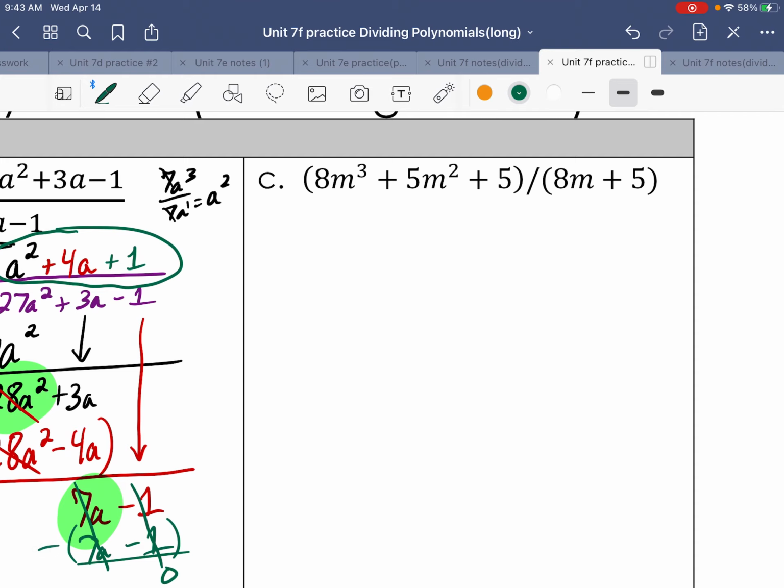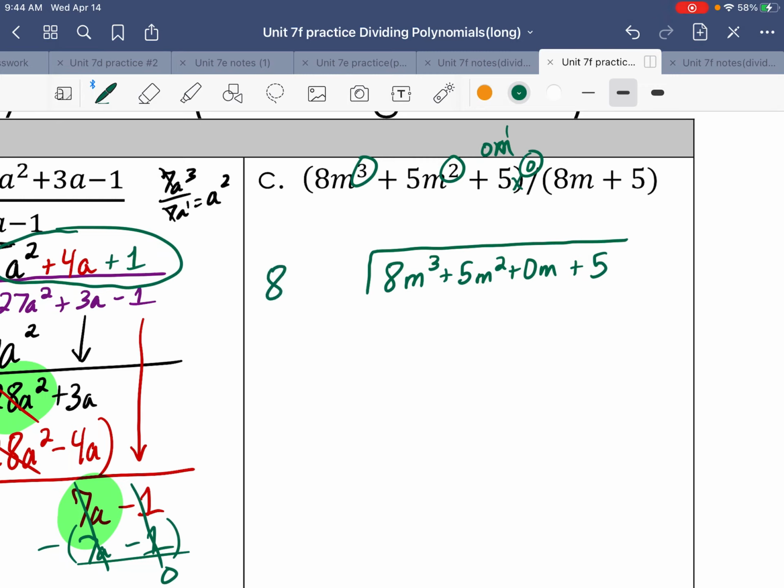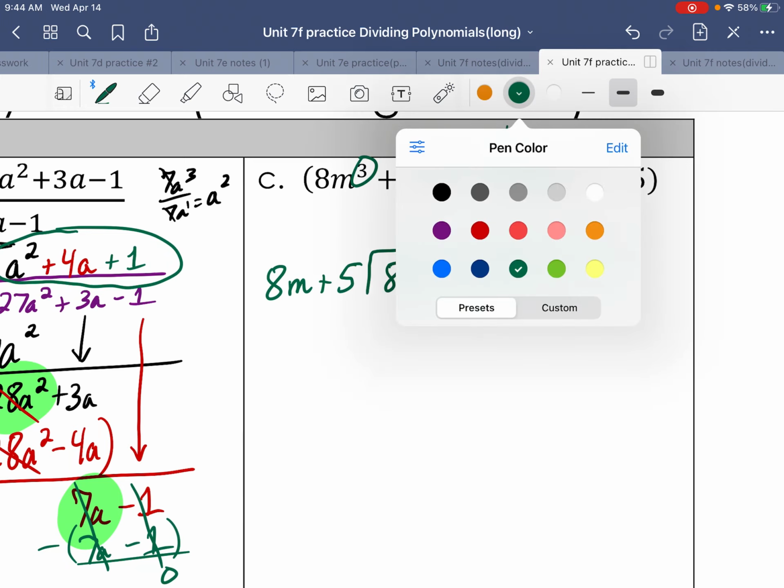The next problem. So we have, look at our exponents, 3, 2, 0. So we're missing the first power here. So when we write this out, we got to make sure to include that. So we have 8m to the third plus 5m squared. We're missing the m term. I guess I should have had m up here. Plus 0m. You could write to the first if you want, but you don't need to. It's simplified, I guess I should say, not just assumed.